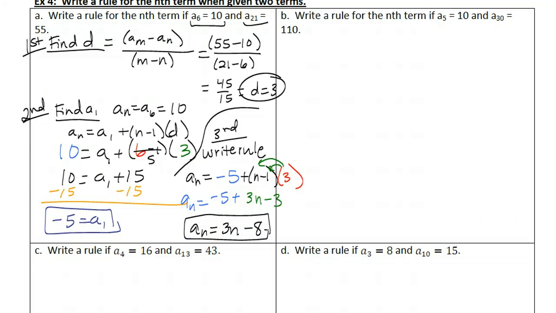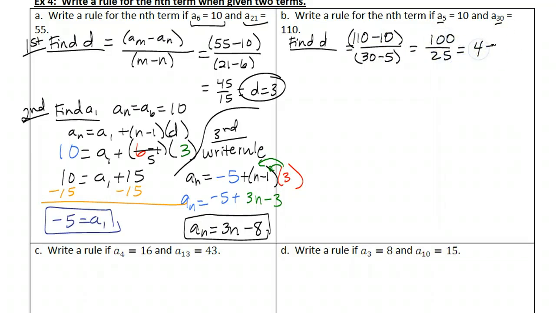I'm going to do one more of those type, and then I'm going to let you try 2 of them on your own. So again, there's actually only one extra step on this example versus example 3, and that is we have to find D. So that will be my first step here, is to find D. This time, I've got term 30 and term 5. So M subtract N, remember on bottom you put the term number, on top you put the actual value of the term. So on bottom I've got 30 minus 5, on top I've got 110 minus 10. And you know what, that is 4. So D is 4.